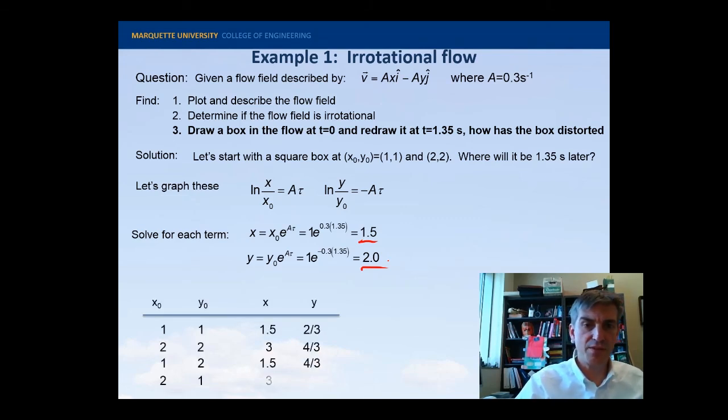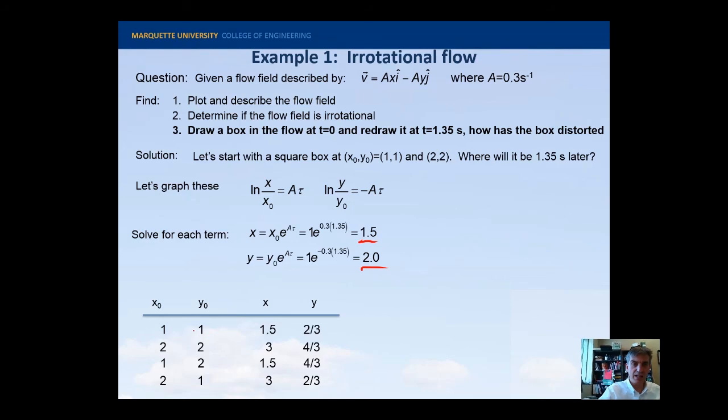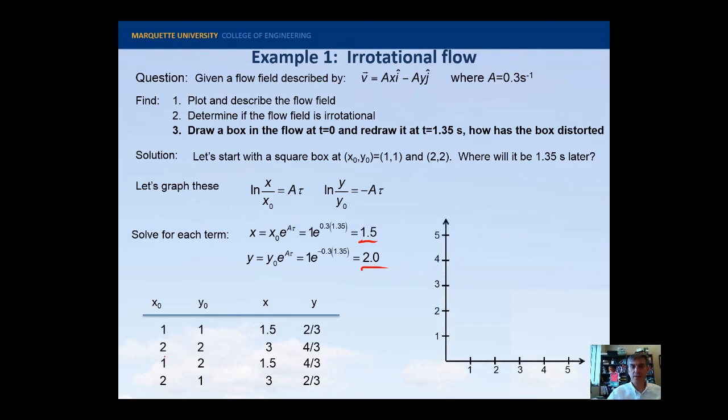So we can make a graph and just populate this with a variety of points, basically the corners of our box. And so we can graph this box. Here it is initially with corners at 1, 1 and 2, 2. And then at some later time here, the corners have moved to some new position. So it looks like this box is following the flow around a corner.